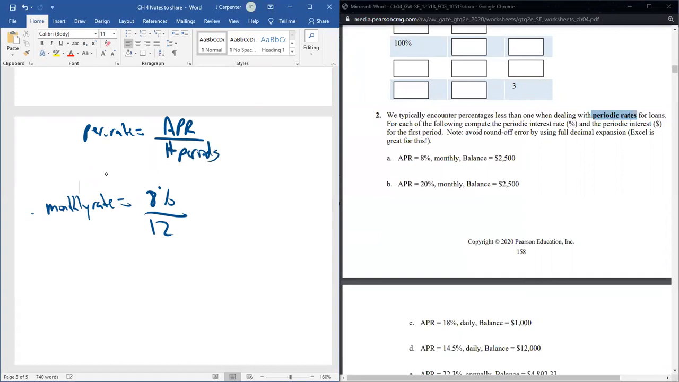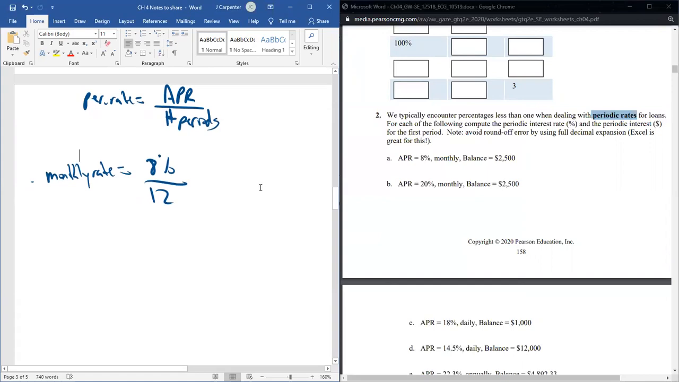So if we want a monthly rate, we divide by 12. If we want a daily rate, we divide by 365. If we want a quarterly rate, we divide by 4. If we want a semi-annual rate, we divide by 2. And you can even get weirder than that, but those are the typical ones.